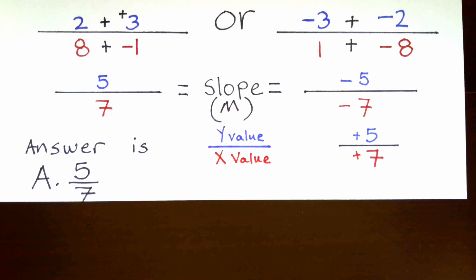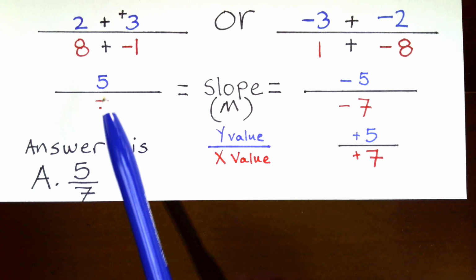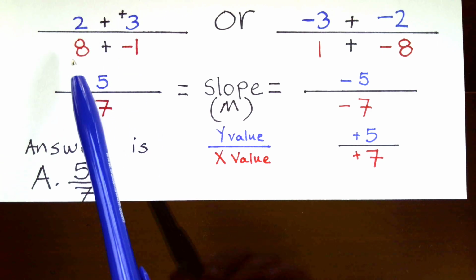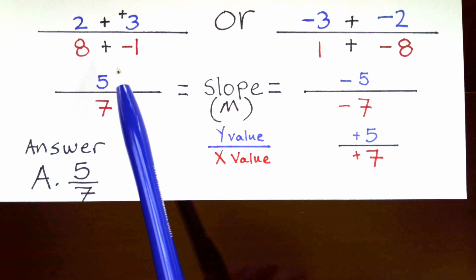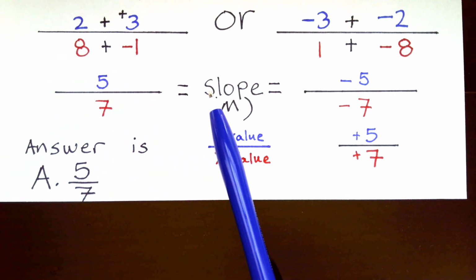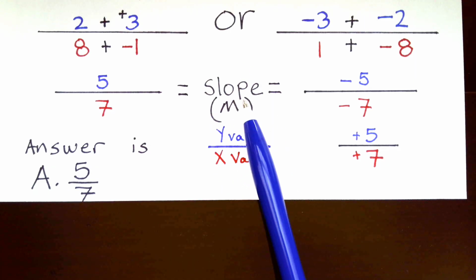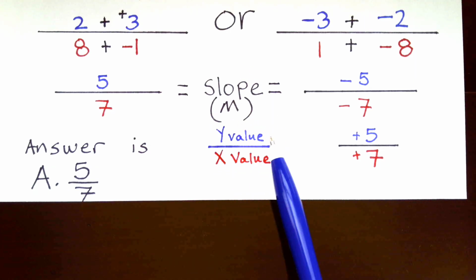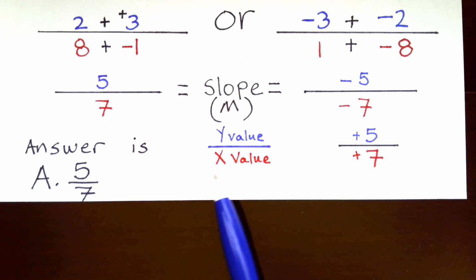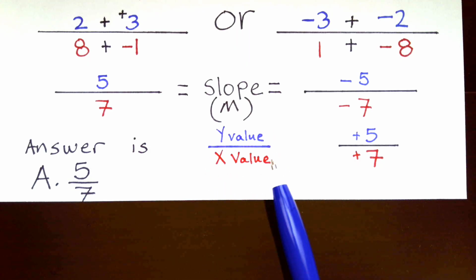All right, so let's take a look at this a little further again. 2 plus a positive 3 is 5. 8 plus a negative 1 is 7. So 5/7. Our slope, which is the m value we talked about earlier, will always be a fraction. Y value over the x value, even if that x value is an invisible 1.